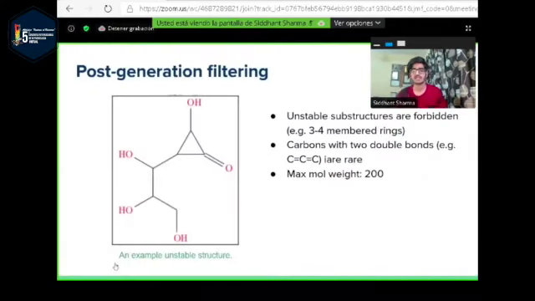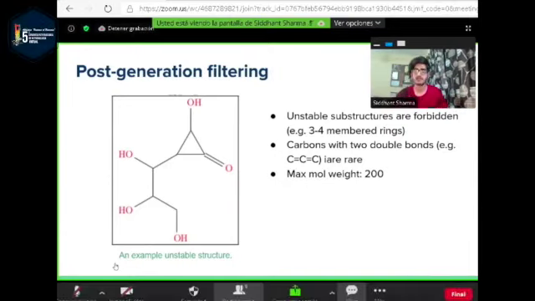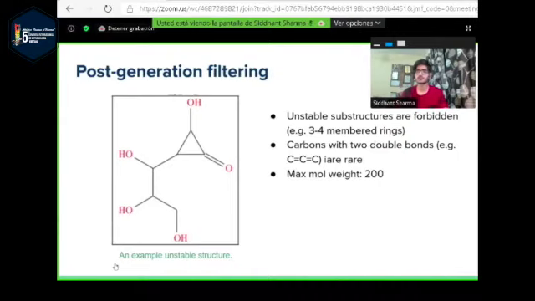So here is a basic example of an unstable structure. We don't want these kinds of structures in our output. These structures populate our output so much that they make our workflow computationally expensive. So unstable structures were forbidden. Carbons with two double bonds were forbidden. We set up a maximum molecular weight so that we know what molecules we are working on, and it helped generalize our workflow.